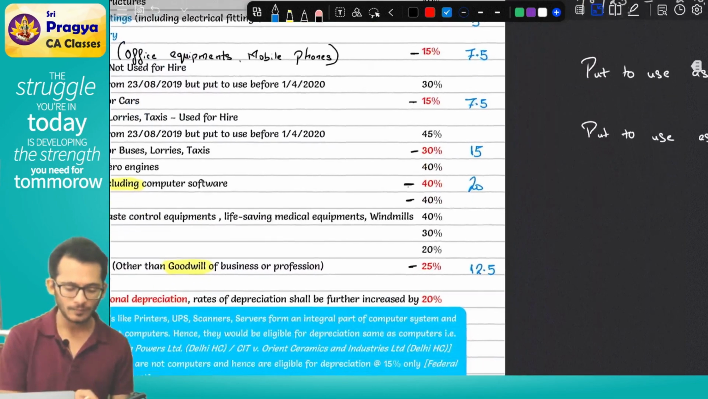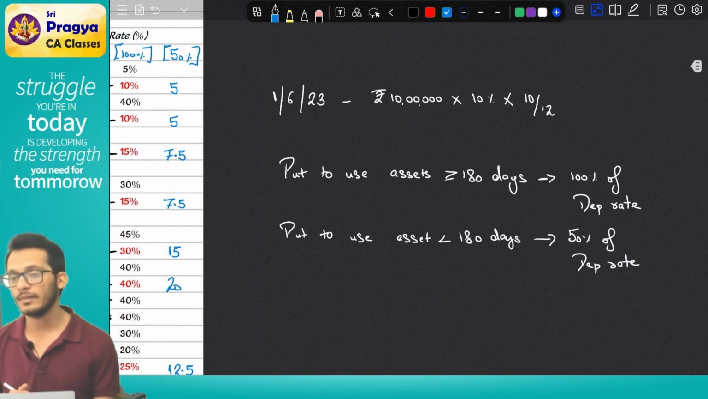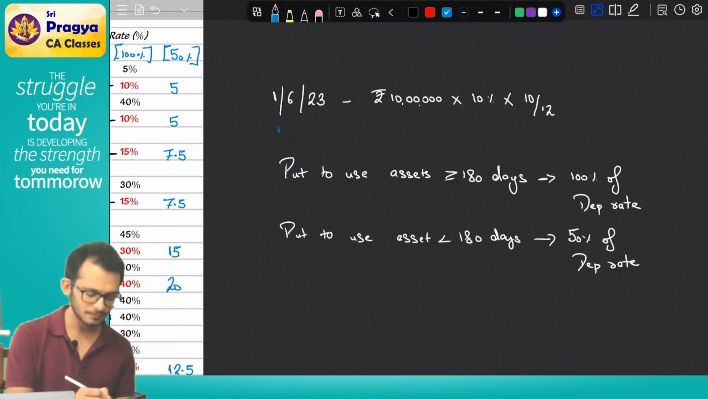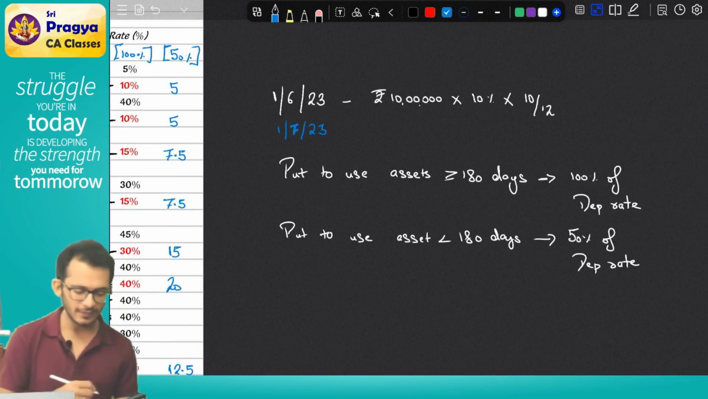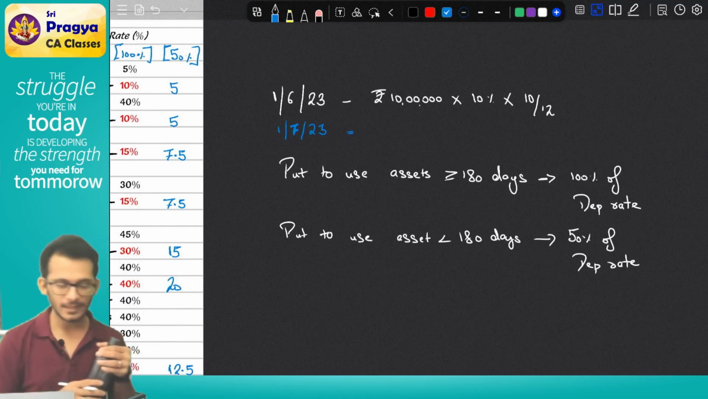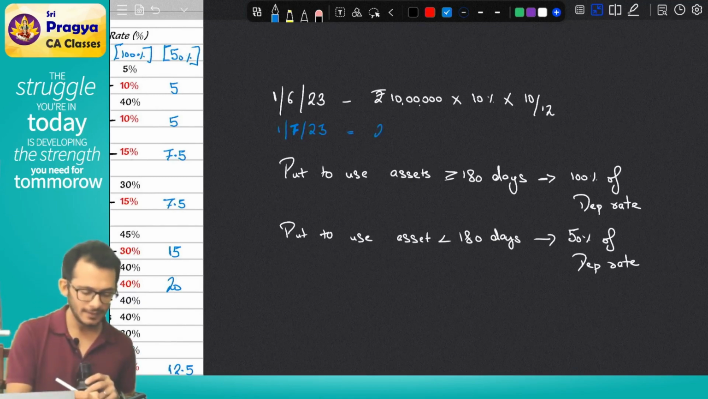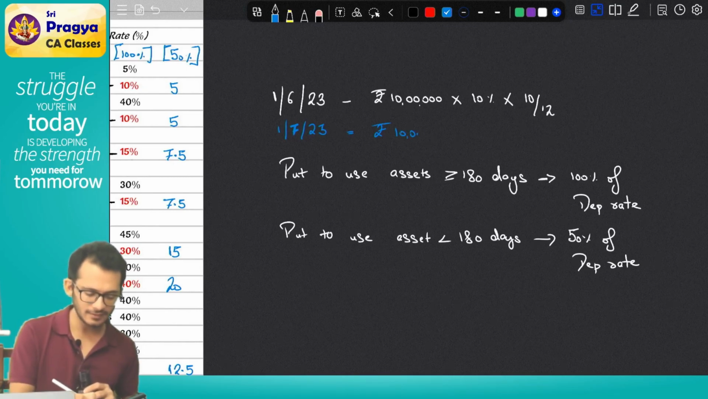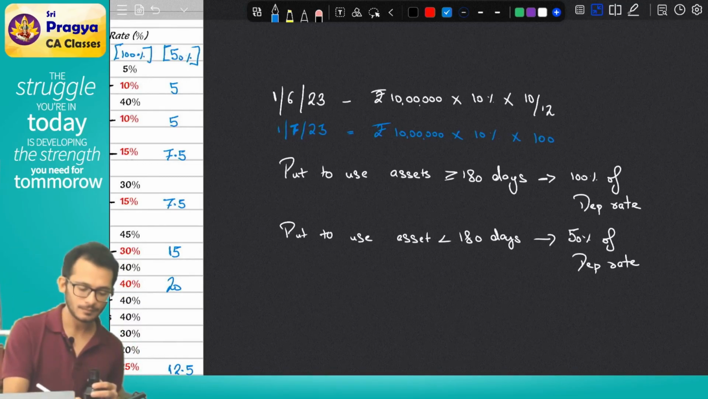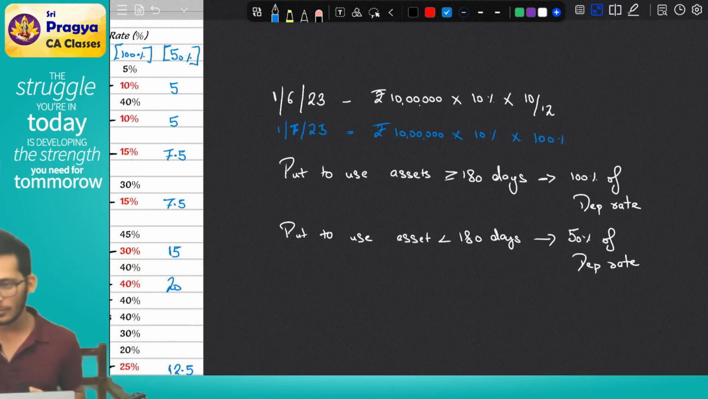Question to you, Rahul. I bought the building on 1st June. I put the asset to use on 1st July. I will get depreciation at the rate of... 10 lakhs asset. Depreciation rate is how much? 10% for building into 100% or 50%? 100%. Why, Rahul, 100%? Because the asset has been put to use for more than 180 days.